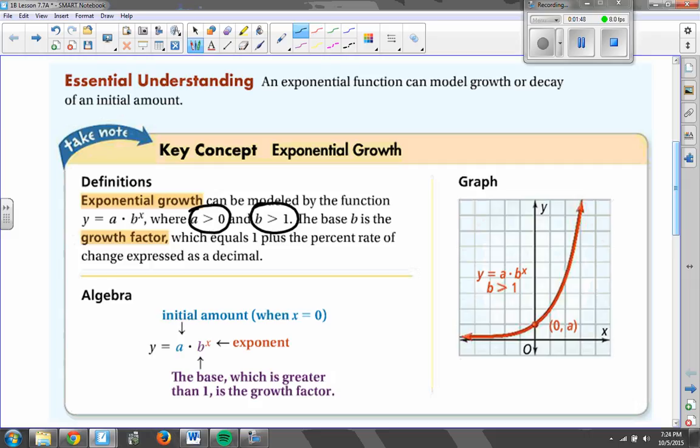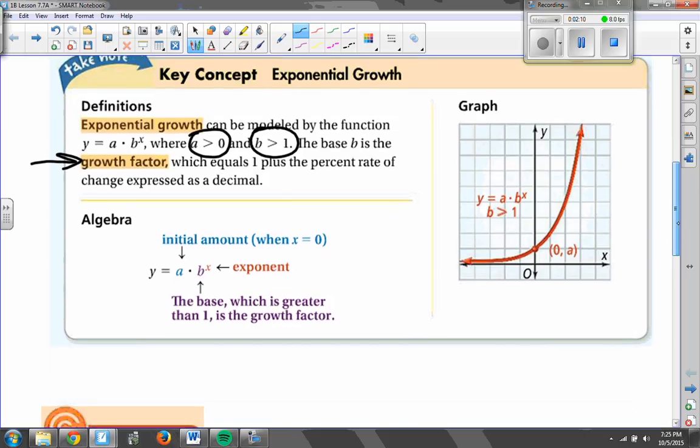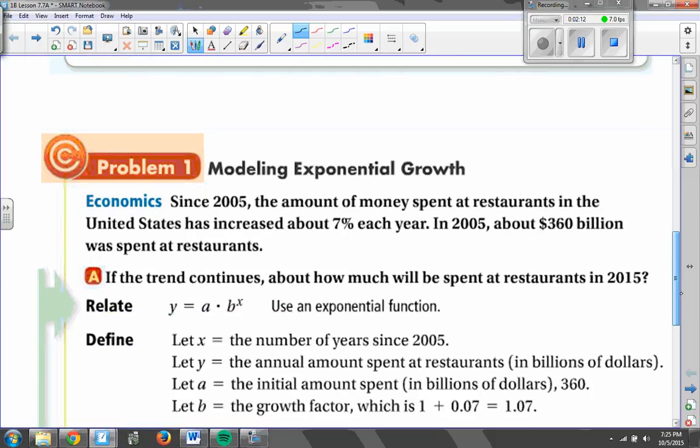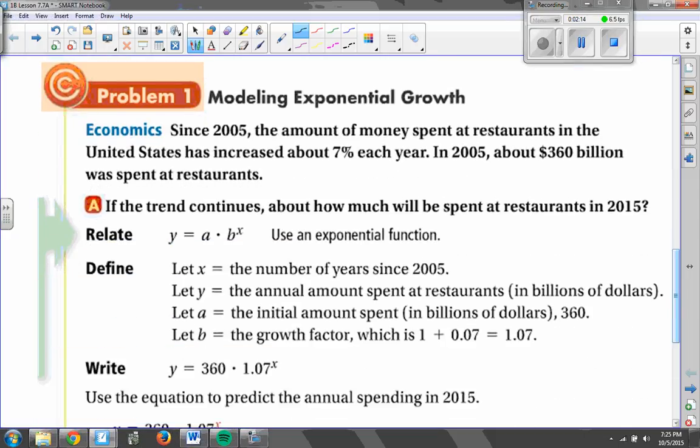The base, the b number, is also called the growth factor. So please add that to your notes, saying the growth factor is the base number of an exponential growth equation. All right? So what are we going to do with them? Well, we're going to look at exponential equations and use them to model exponential growth in real world situations.